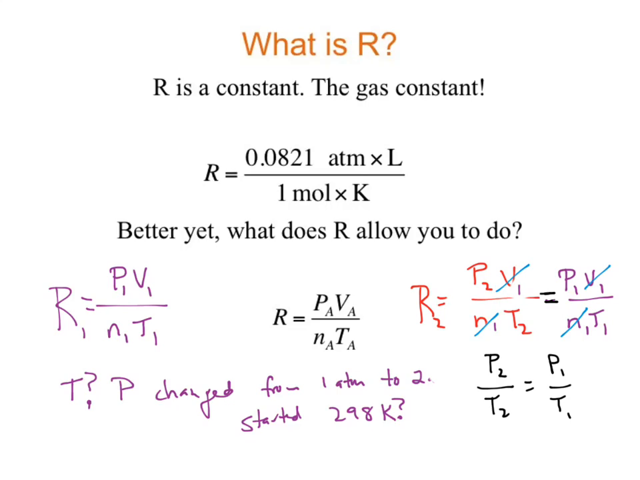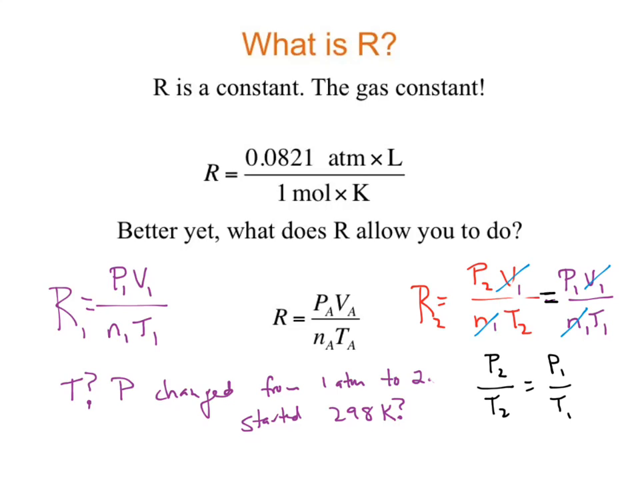Okay. Do I know what my pressure was? Changed from 1 atmosphere to 2 atmospheres. Plug the numbers in. Do I know what the temperature was? I know the conditions, 298. Temperature was 298. For which one? P1 or T1? Why do you know it's P1?